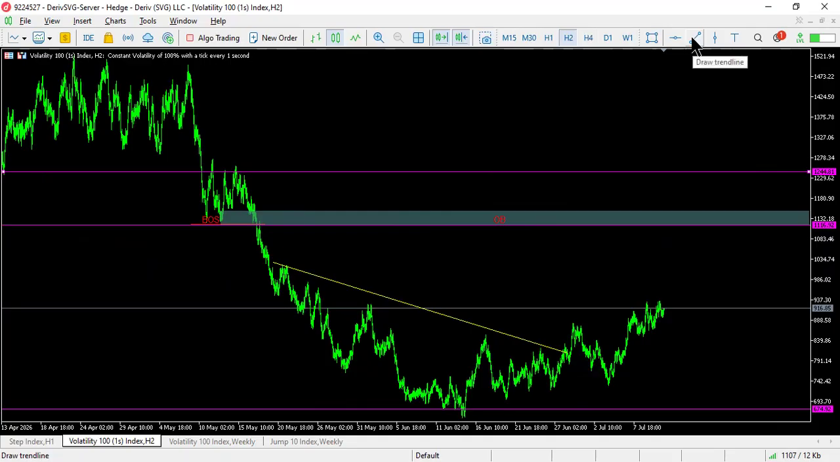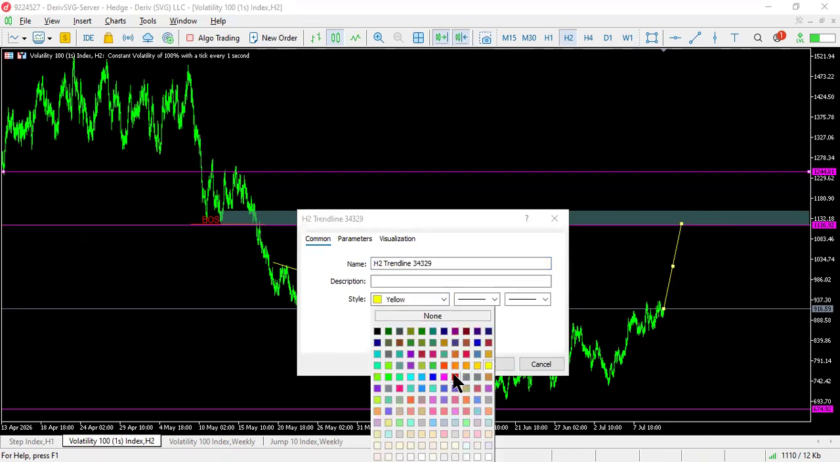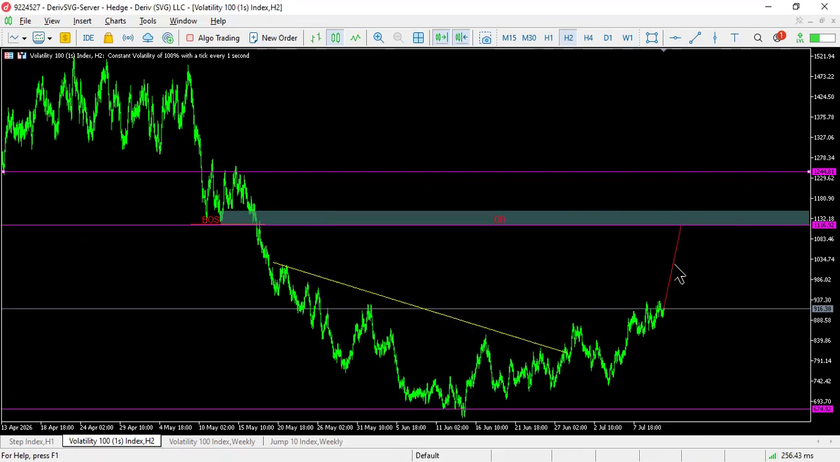So for volatility 101S, this is what I'm anticipating: for price to sweep the liquidity, go and take me in, and then continue selling because our bias is bearish. So that's what I'm going to be observing this week to see if it plays out on volatility 101S.